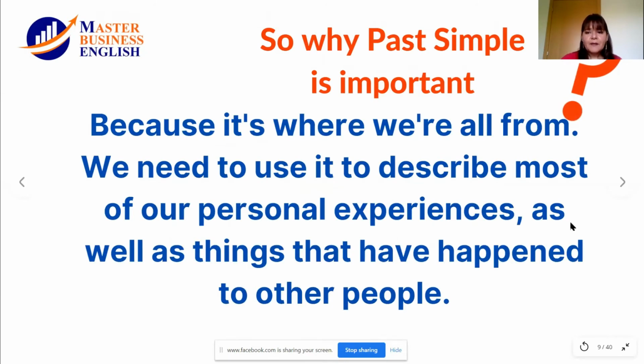So here we have more about why past simple is important, because it is where we're all from. Exactly. Yes, because we need to use it to describe most of our personal experiences. So we use it to talk about our personal experiences, specifically to describe them, as well as all the things that have happened to other people. So not only ours, but experiences from other people too.